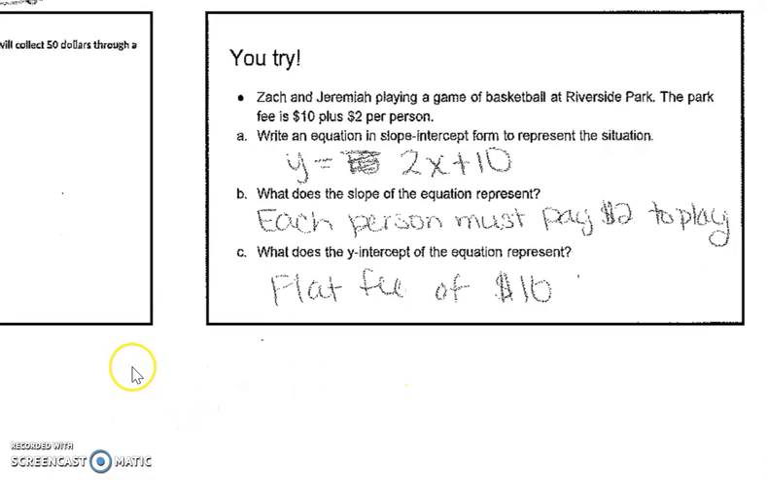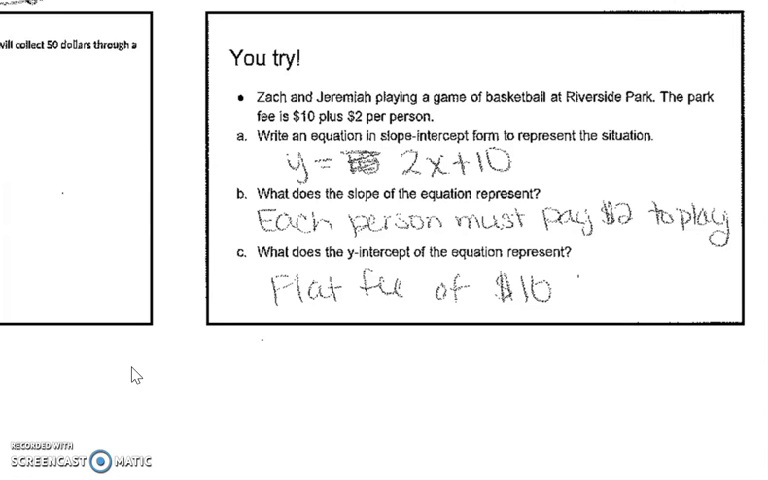So, you are talking about Zach and Jeremy playing a game of basketball at Riverside Park. The park fee is $10 plus $2 per person. There's that per again. It makes it really obvious that 2 is your slope. So y equals 2x plus 10. The fee is $10, and you also have to pay $2 per person.